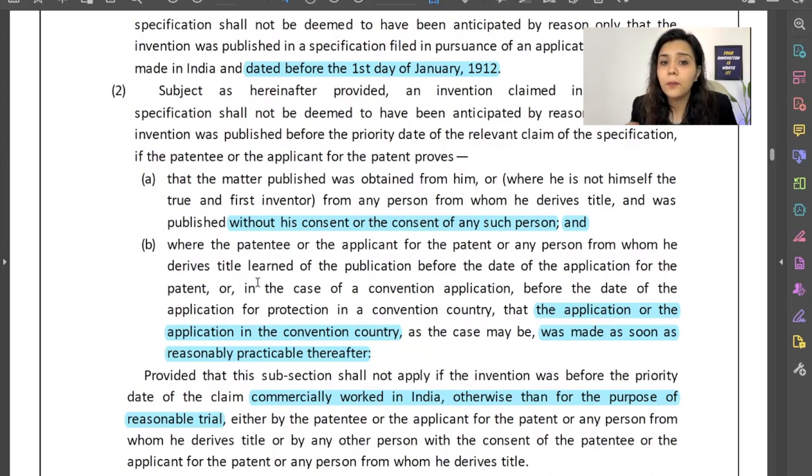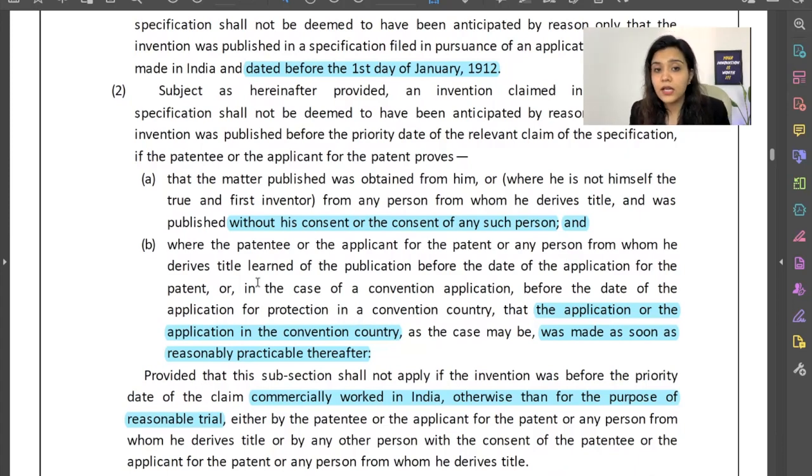And it is written that the matter was published and was obtained from him, or if not himself, then any person who derives title from him. And it was published without the consent of any such person. So if I want to file a patent today, and my invention was disclosed without my consent, this can be an exception. But it is written in subclause B that if that happens, then I need to file the patent application as soon as it is reasonably practicable after it is published.